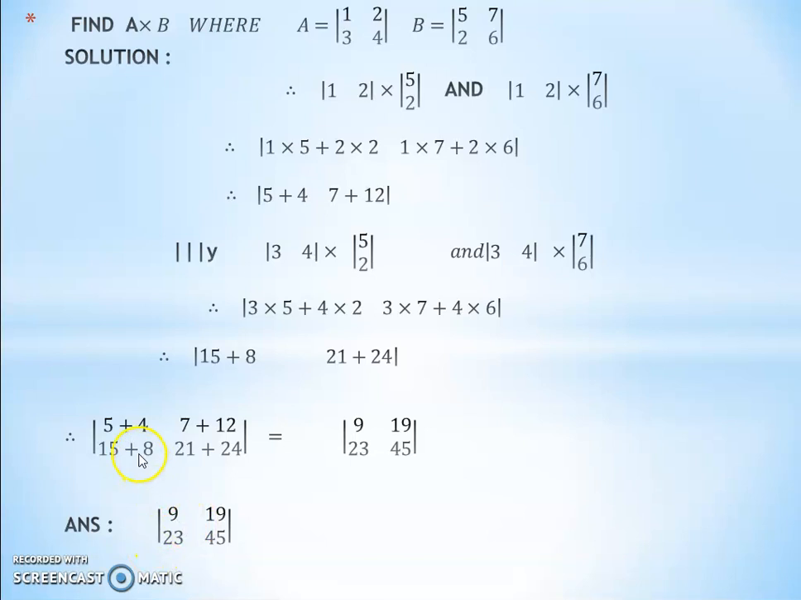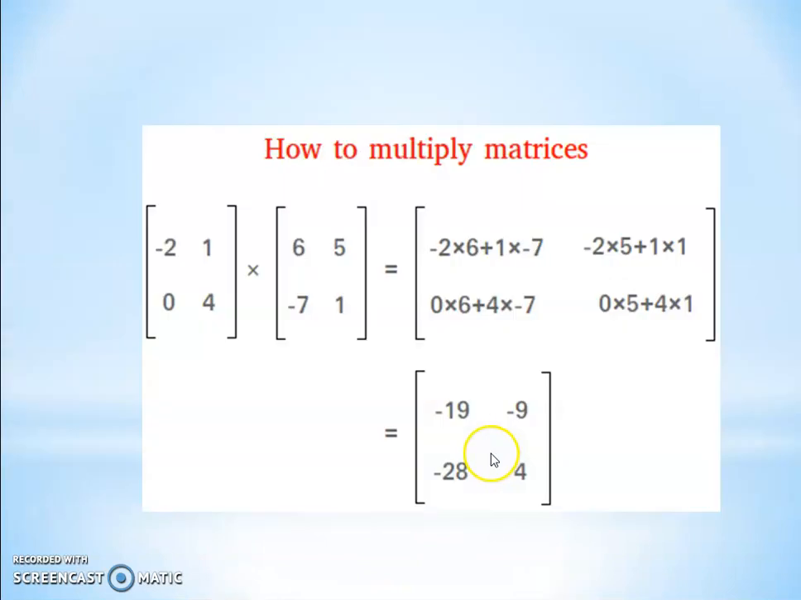So we derive the final answer: 9, 19, 23 and 45. Always remember that in matrix multiplication, first row, first column, next first row, second column, second row, first column, second row, second column. Obviously, we have to remember this way.